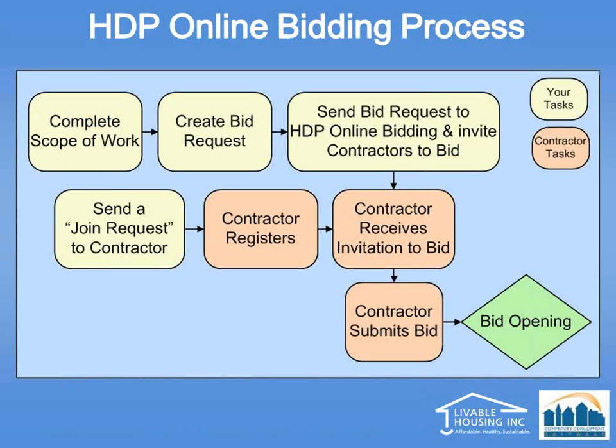So as a quick review of the process, you complete your scope of work, create that bid request, which I showed you how to do, and send the bid request to HDP Online Bidding if you subscribe to that, inviting all your contractors or specific contractors to bid. Prior to that, you would have sent a join request to your contractor. The contractor would have registered if they cared to, and then they would receive bids as you send them out. They can take a look at the job, visit the site, submit a bid, and then you have a bid opening.